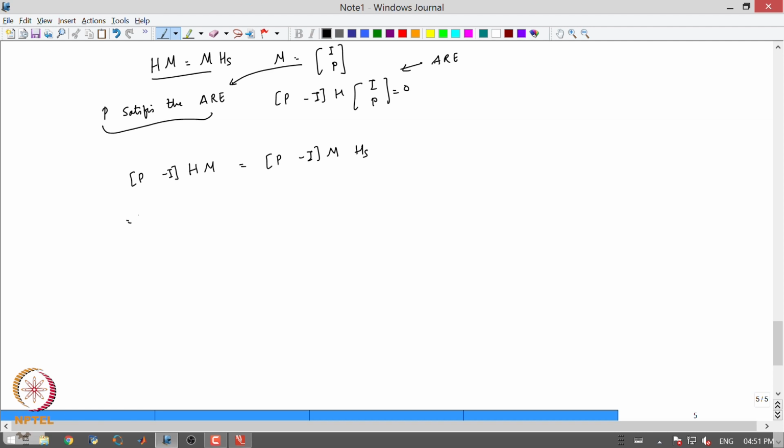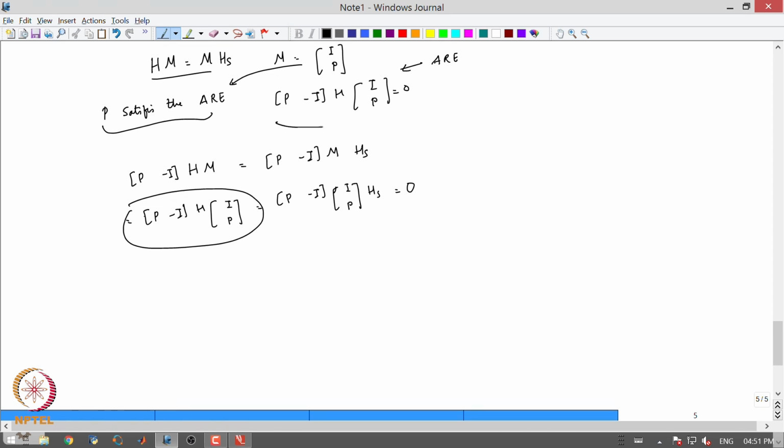Okay, so what does this mean? This is P minus I, on the left hand side H, my M is of the form I and P. On the right hand side I have P minus I, M is of the form I and P, and here I will have Hs, and this is equal to 0. So this here and this are the same, and therefore this P satisfies the Riccati equation.